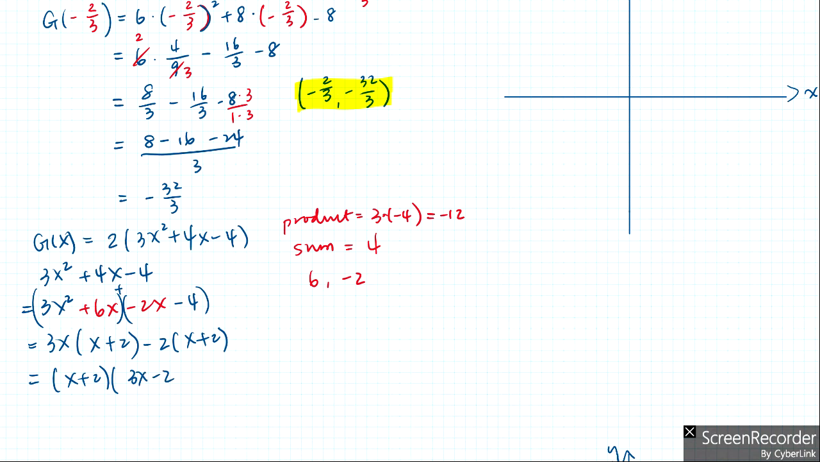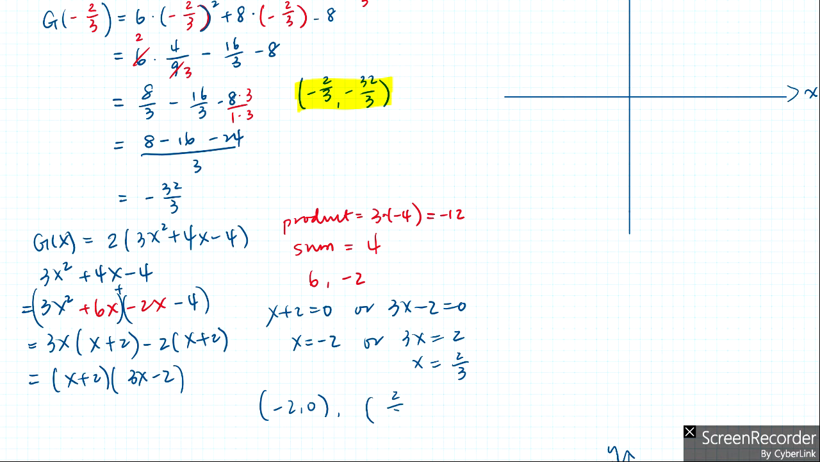And with x plus 2 in common to be factored out from each group, I'm left with 3x minus 2. And to use the zero product principle, that tells me x plus 2 equals 0, or 3x minus 2 equals 0. So x is equal to negative 2, or 3x is equal to 2, hence x equals 2/3. So we really have the 2 points being (negative 2, 0) and (2/3, 0) being the x-intercepts of our function.